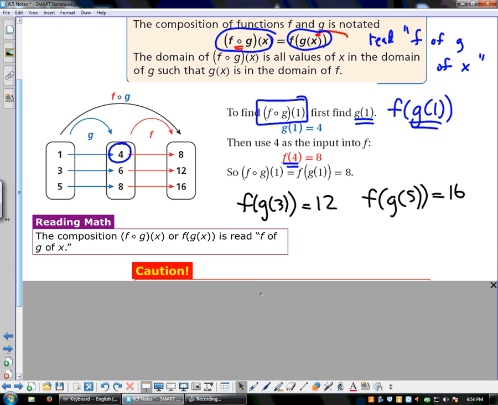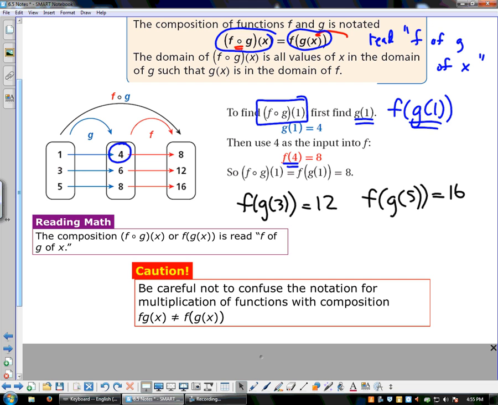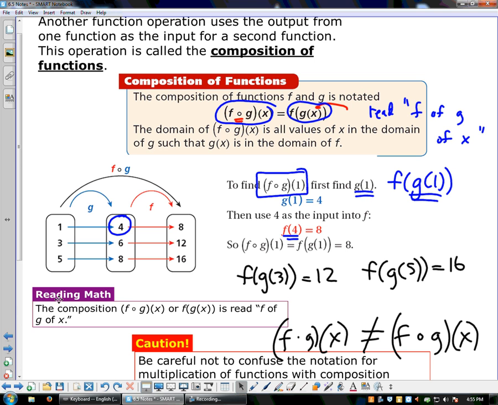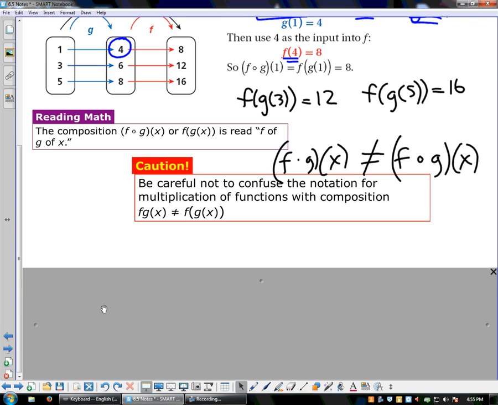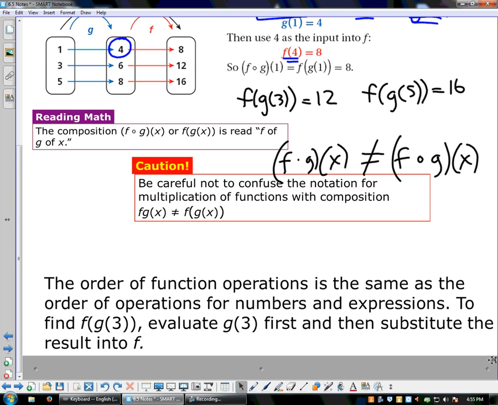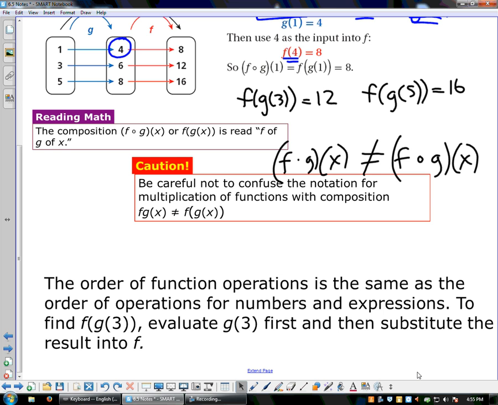Oh, there's how we read it right there. All right, so caution, be careful not to confuse the notation for multiplication of functions with composition of functions. So f times g of x is not the same thing as f of g of x. Those are not the same thing. That's a little FYI. The order of function operations is the same as the order of operations for numbers and expressions. To find f of g of 3, you work from inside out, so you'd evaluate g of 3 first, and then substitute that result into the f function.